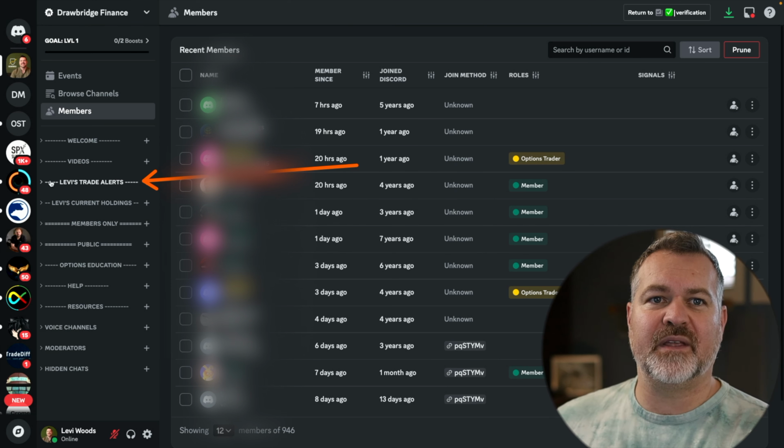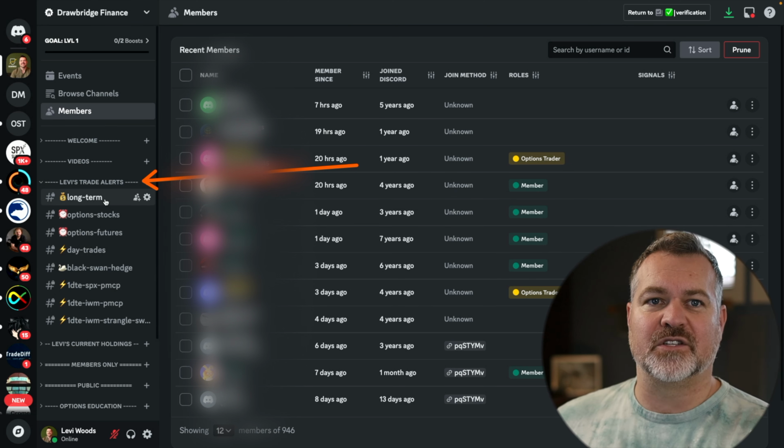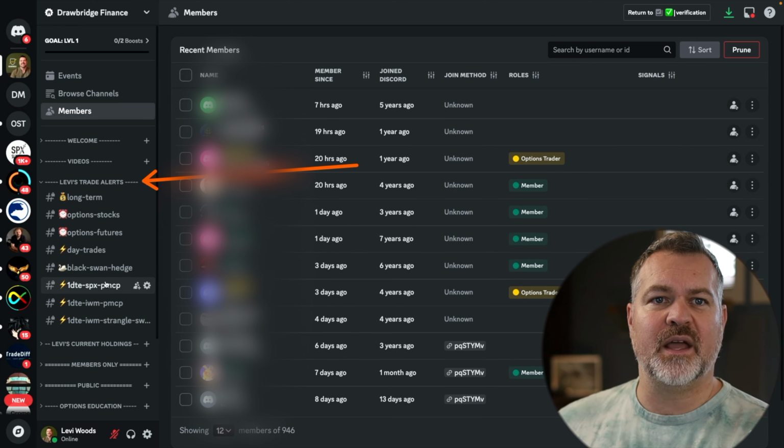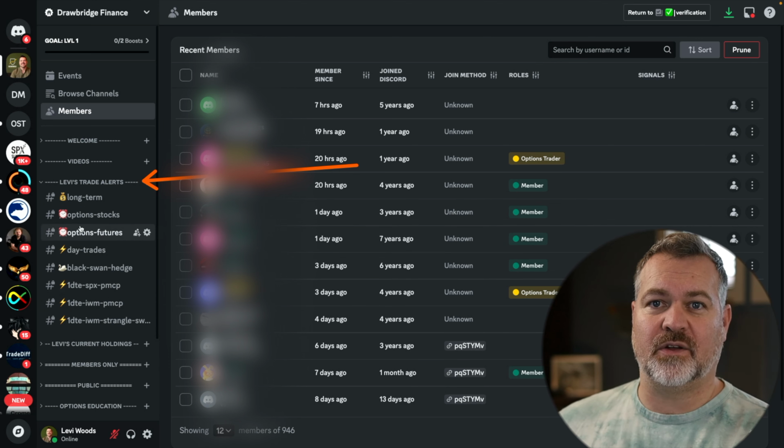There's a couple of different categories inside of this. There's long-term investments, which dividend investors can see. We've got options on stocks, options on futures, my day trades, Black Swan Hedge when I occasionally put them on. I've also got some specialized categories depending on what I'm trading at that particular moment throughout the year. You will see different categories in here based on your tier level.